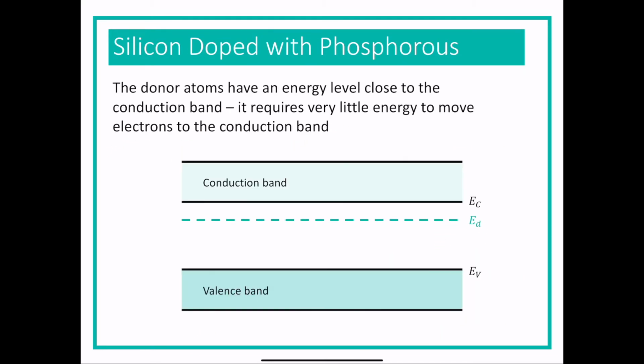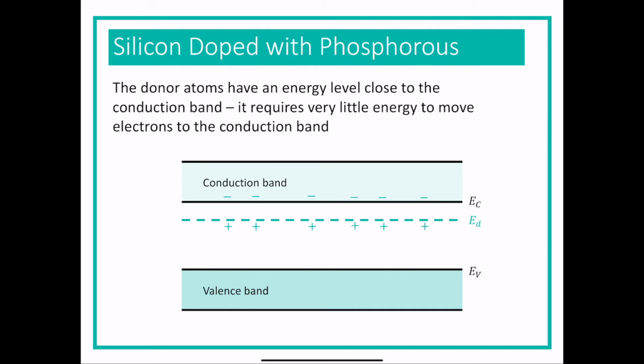So what this means is that the energy donor, you'll notice it's just below the conduction band. And what that means is it just takes minimal energy to get those electrons to move to the conduction band because they're not particularly bound. And it leaves behind positively charged ions, but they're not going to affect how this works.